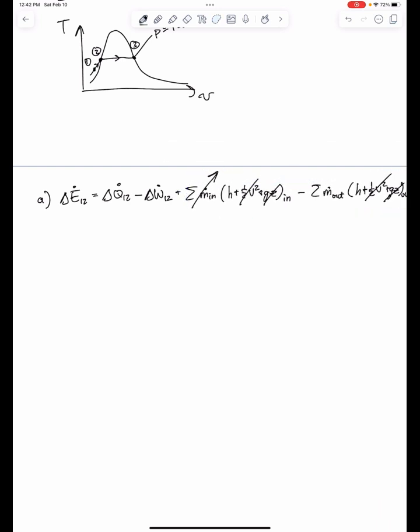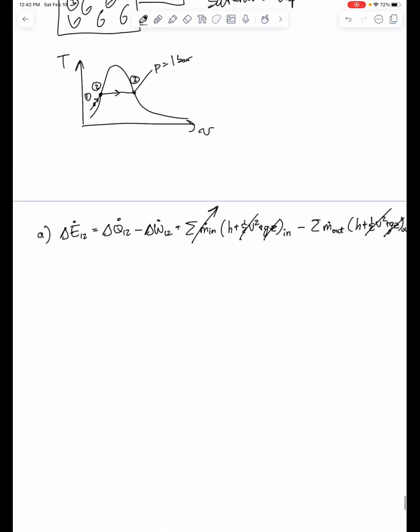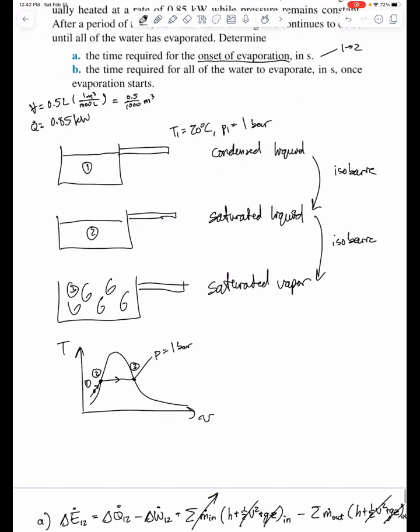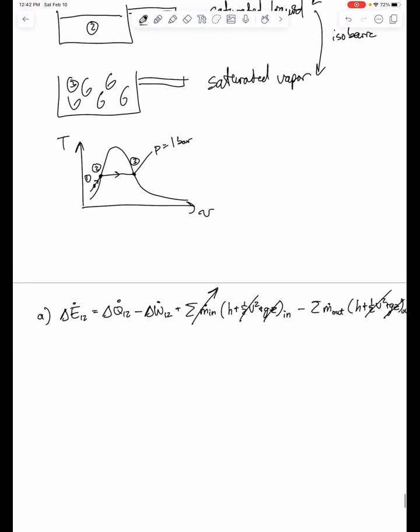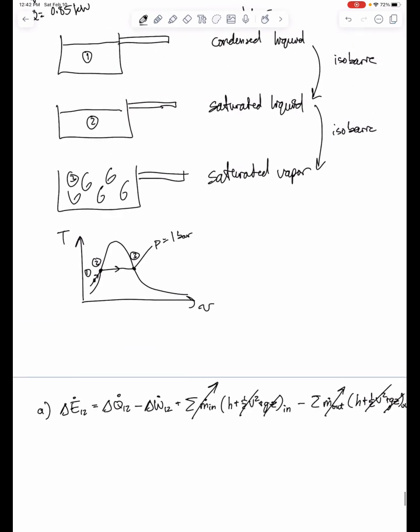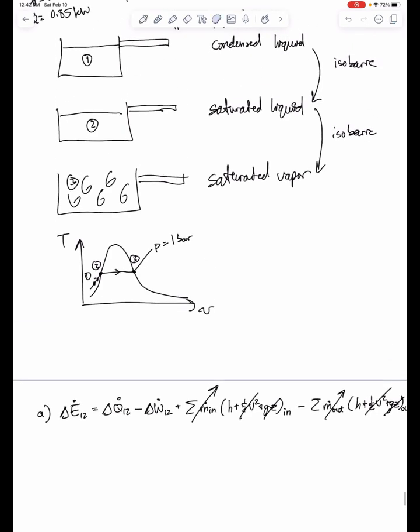Okay. Yeah, nothing's going in, at least for the process 1 and 2. Nothing really leaves either. So I think we take out this mass flow out term. This is only applicable between the second and third process. Okay, that looks bad.